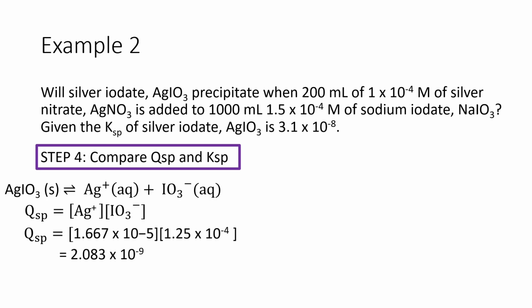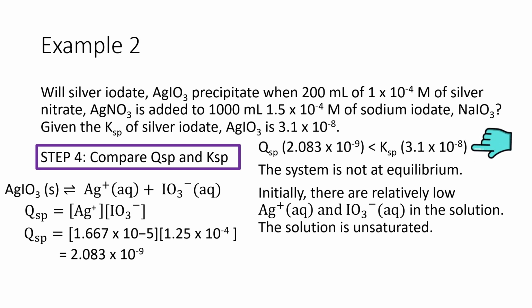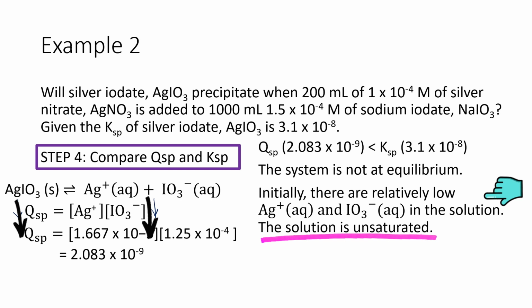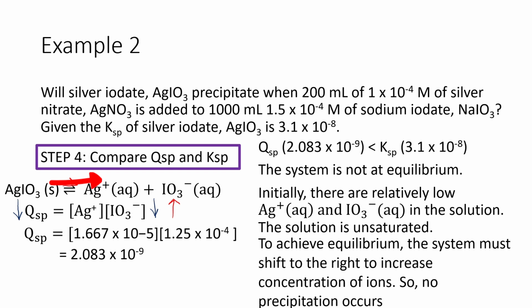For this question, the reaction quotient value is determined to be 2.083 times 10 to the power of -9. This value is less than the solubility product value, 3.1 times 10 to the power of -8. Hence, the system is not at equilibrium. Initially, there are relatively low concentrations of ions, and the solution is unsaturated. Hence, to reach equilibrium, the system must shift to the right in order to increase the concentrations of ions. When it shifts to the right, more ions are produced. Therefore, no precipitation can occur in the system.